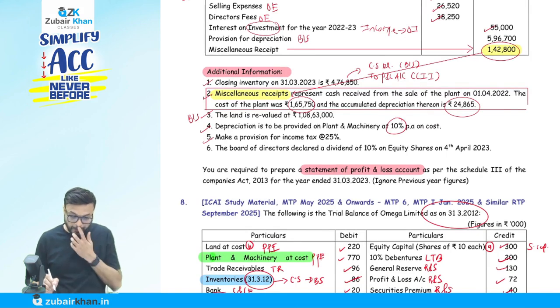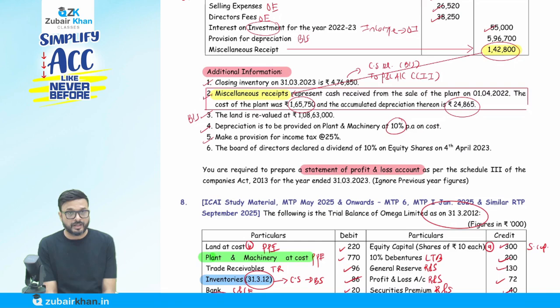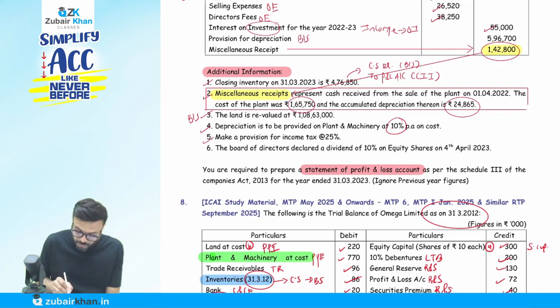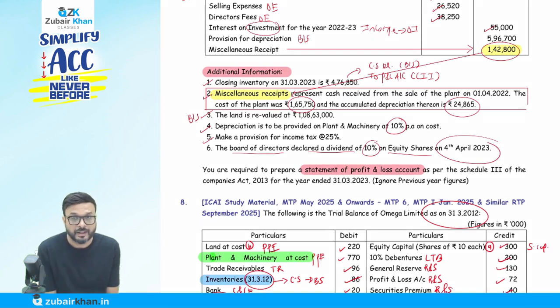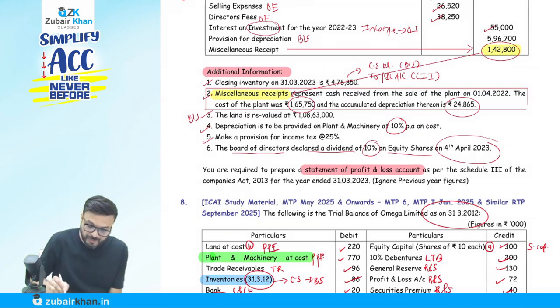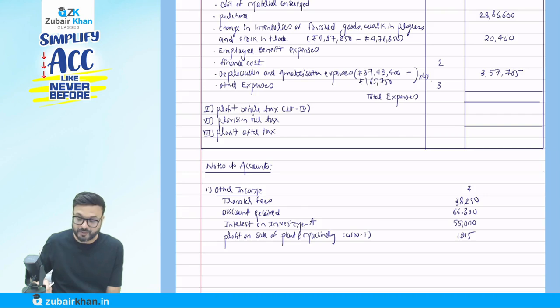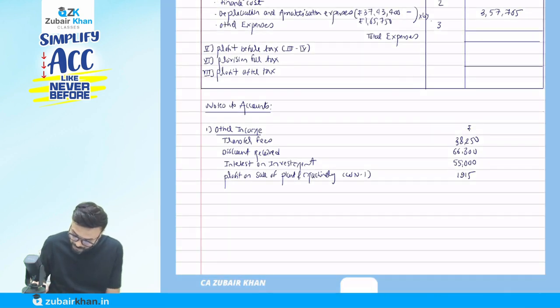Now make a provision for 25% income tax. We'll find out the profit and make a 25% tax provision on that. The last point is related to the dividend: the board of directors declared a dividend of 10% on equity on 4th of April 2023. The balance sheet is of 31st March, so where will it come? Only in the notes. So first we'll make the provision for tax, but we have to find the profit for that. So do the totals one by one.